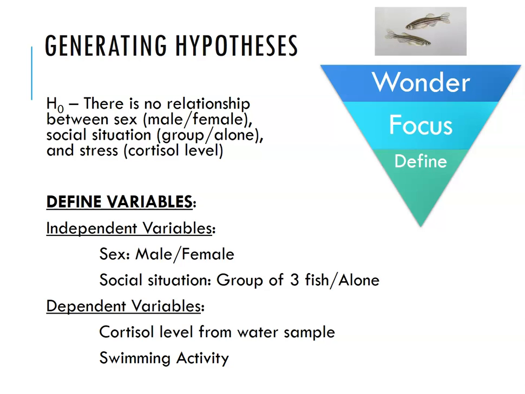And then for my dependent variables, the data I'm going to collect, I'm interested in taking cortisol levels because cortisol is closely correlated to stress levels. And so I'm working on a protocol to figure out how to do that. And behaviorally, as I mentioned in the last class, I think I'm going to be looking at swimming activity, since we know that that has something to do with stress in the specific animal, the zebrafish that I'm looking at.